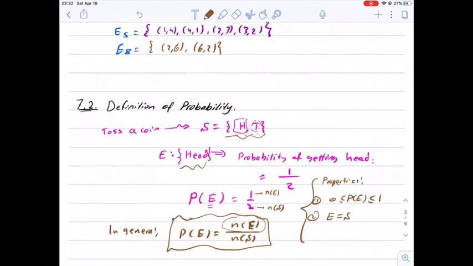Second, if E is S, if the event is S. For example, for this example the event is getting head or tail. So the event consists of head and tail, and that's equal to S. So number of E over number of S is, number of E is 2, number of S is 2, which is equal to 1. And in this case we call it a certain event.